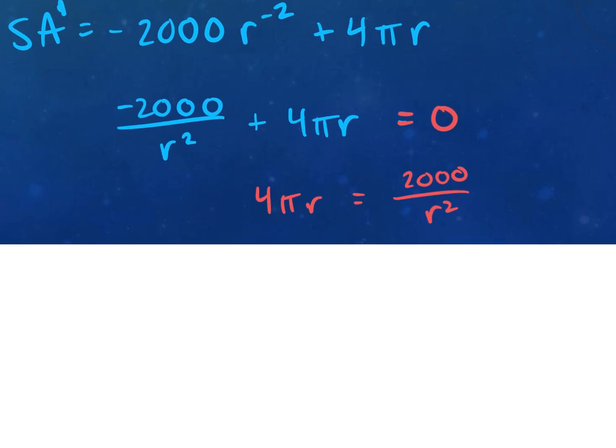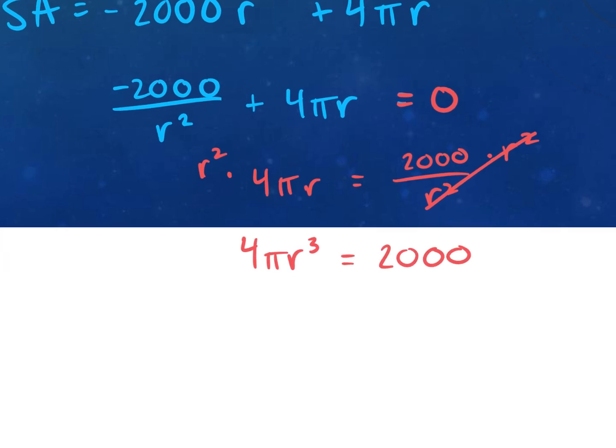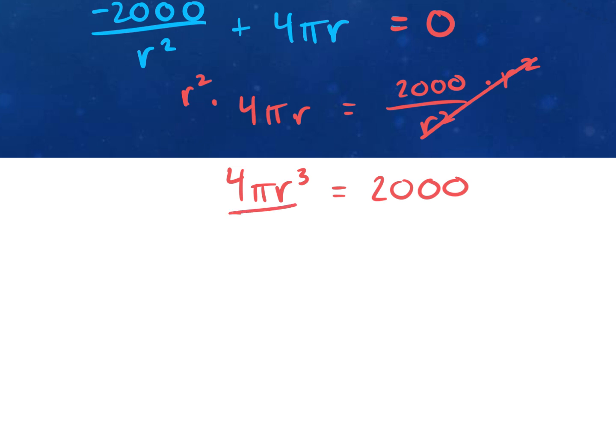What can we do next to solve? Multiply both sides by r squared. So it cancels out on the right. We get 4 pi r cubed equals 2,000. Then what? Awesome. Divide by 4 pi.